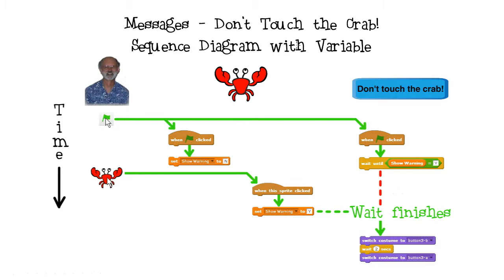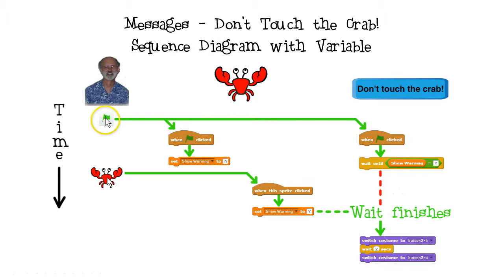The sequence diagram shows how the crab and the button sprites will behave when the green flag is clicked and when the crab is clicked. The crab has a green flag event handler and when this sprite clicked handler. The button has a green flag handler with this code in it and a few other commands.